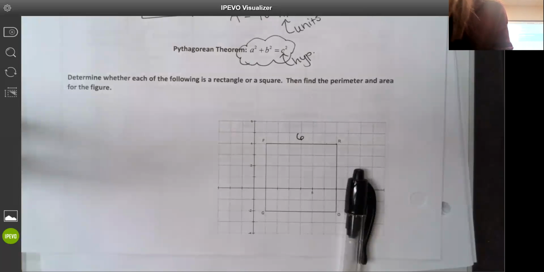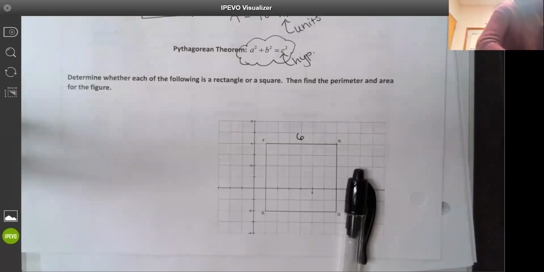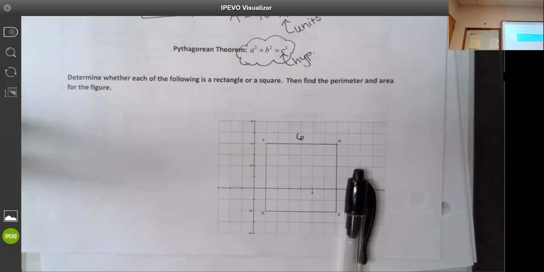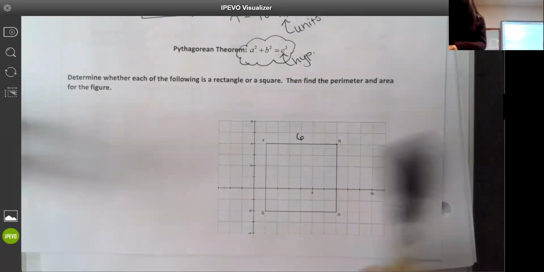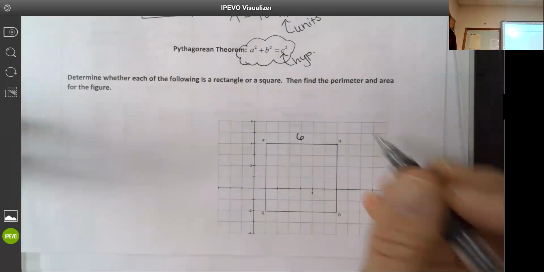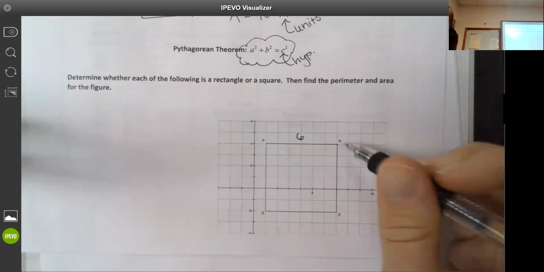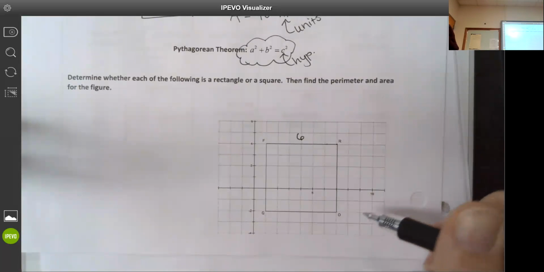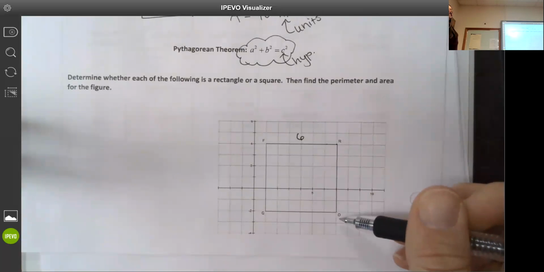Is it 6? Or is it different? How many units down did you get? How many units down did you get? From R to, oh, what did you get here?